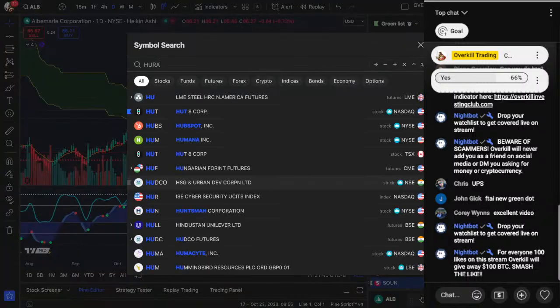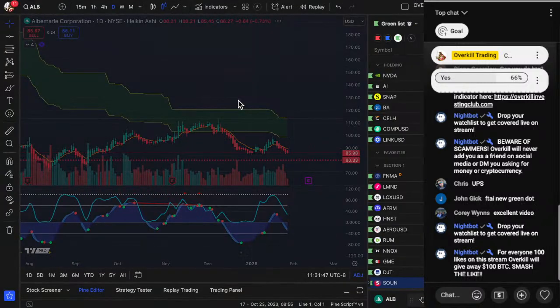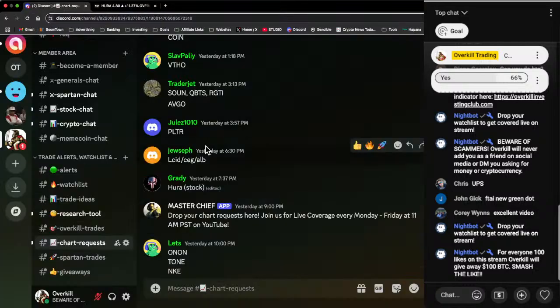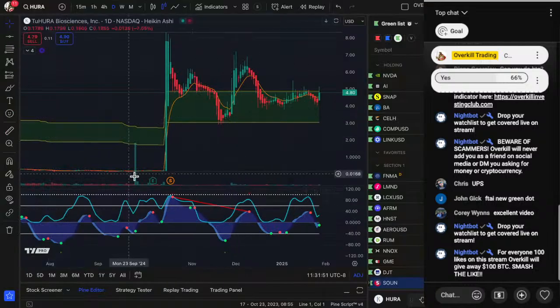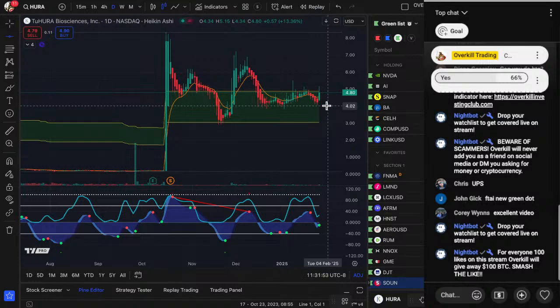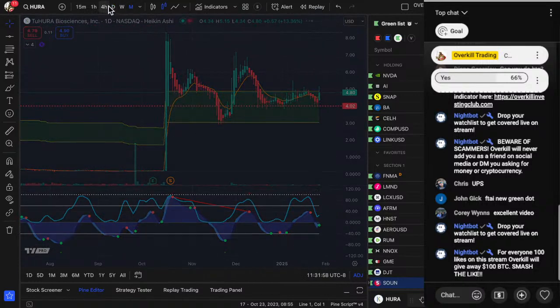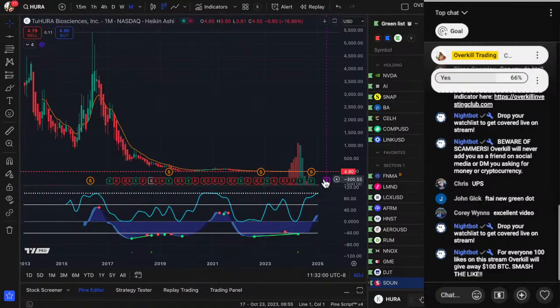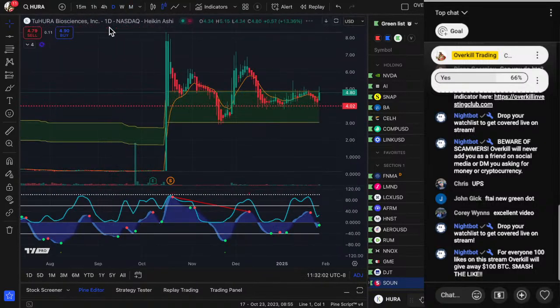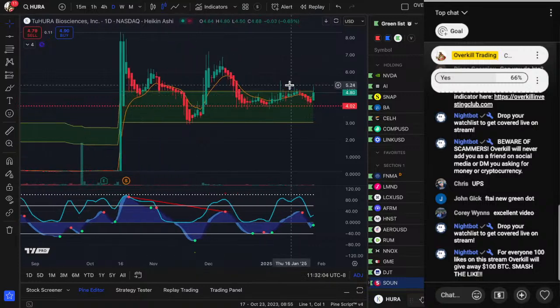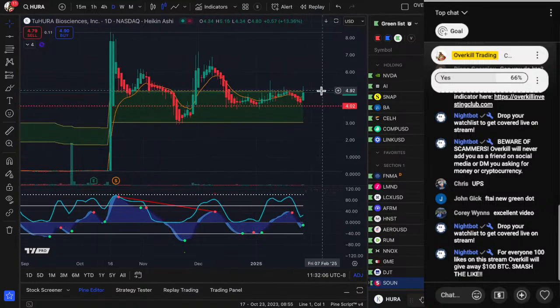We got HURA. Looks like a penny stock here. I'd just use a stop loss at $4 on this one. You got the green dot here today. I would take a position on that if you're long on it. Again, it looks like they had a bunch of stock splits. So these biotech companies are very risky, but you do got the green dot here today. I'd put a stop loss there at 4.